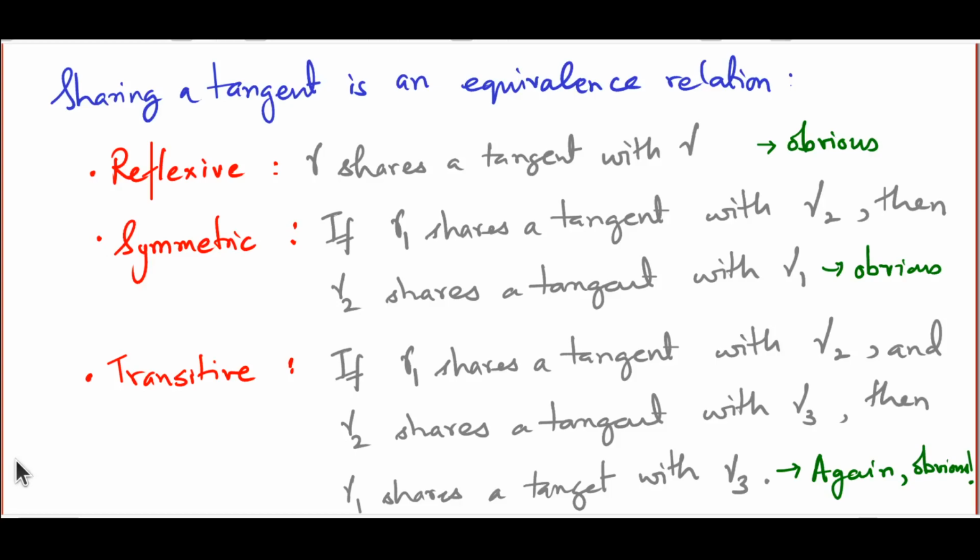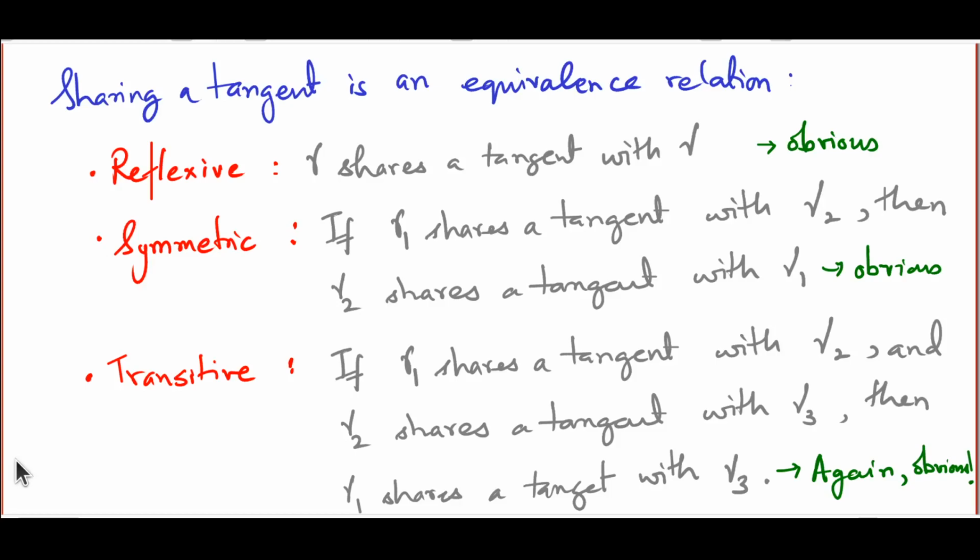They are the reflexive, symmetric, and transitive properties. Now, the fact that sharing a common tangent is a reflexive relation is obvious. To be reflexive, gamma must share a tangent with gamma. A rather obvious and trivial thing. What about symmetric? Symmetric in this context means that if gamma 1 shares a tangent with gamma 2, then gamma 2 shares a tangent with gamma 1. Once again, that's an obvious result.